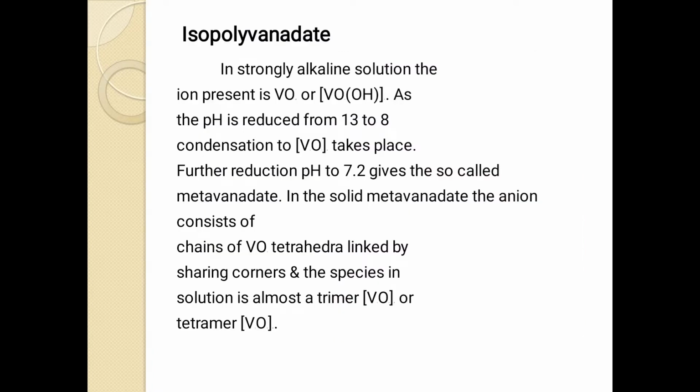Isopolyvanadate. In strongly alkaline solution, the ion present is VO4 3- or VO3(OH) 2-. As the pH is reduced from 13 to 8, condensation to V2O7 4- takes place. Further reduction of pH to 7.2 gives the so-called metavanadate. In the solid metavanadate, the anion consists of chains of VO4 tetrahedra linked by sharing corners, and the species in the solution is almost a trimer or tetramer.